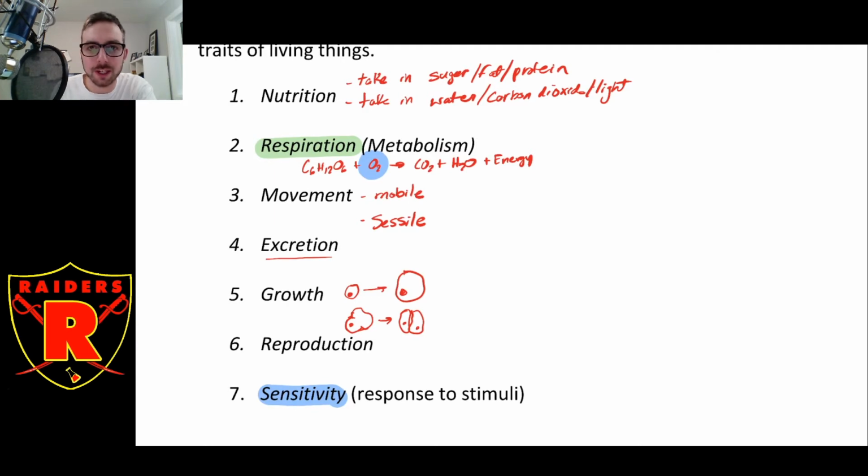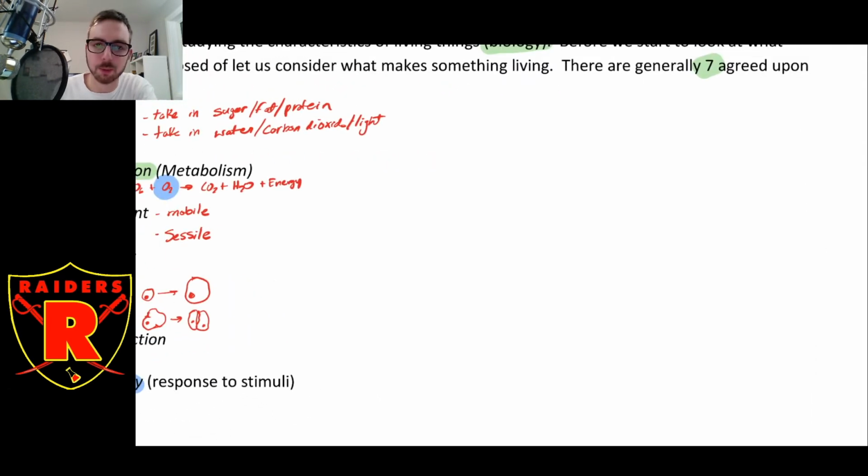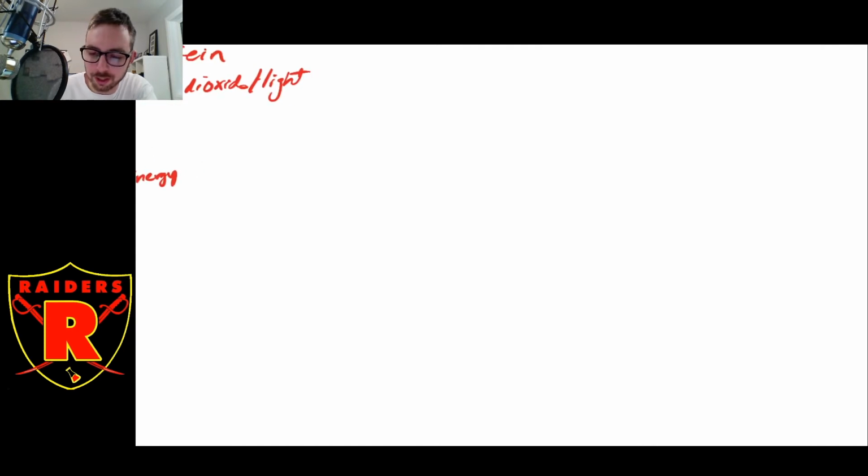So let me give you a great example of something that traditionally people think is alive, but it doesn't exhibit most of these. Okay, and we're going to talk about this more in grade 11 biology if you're interested, but I'm going to use a virus as an example here. So virus.